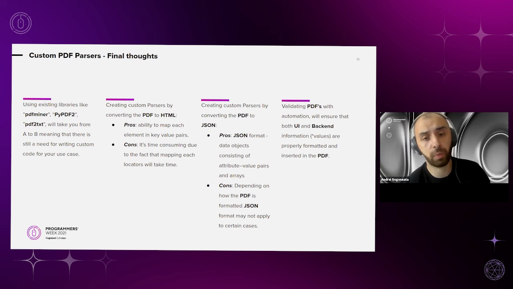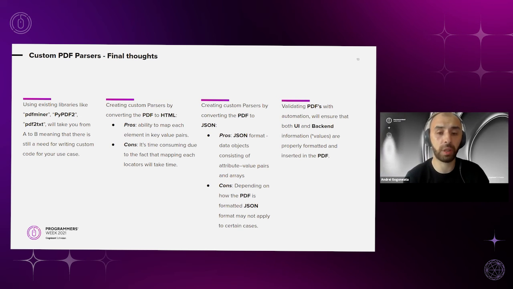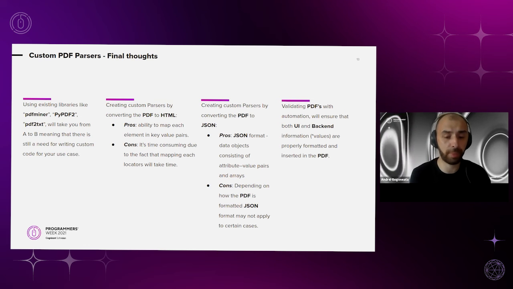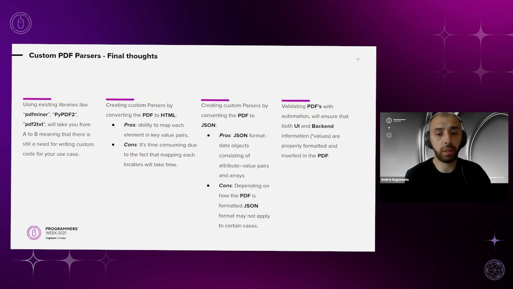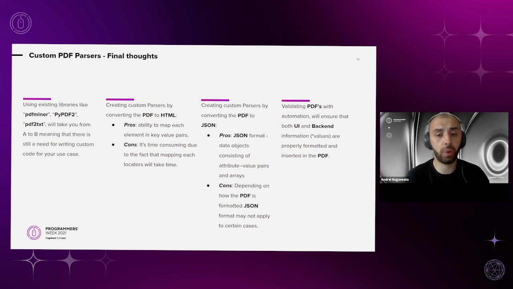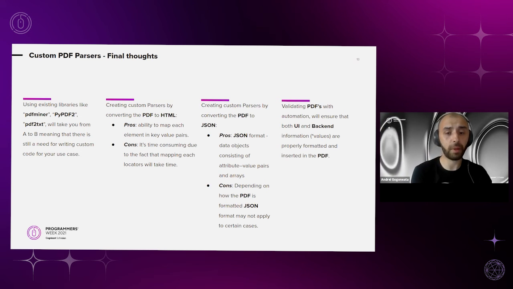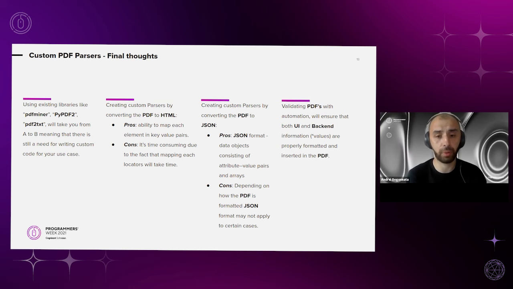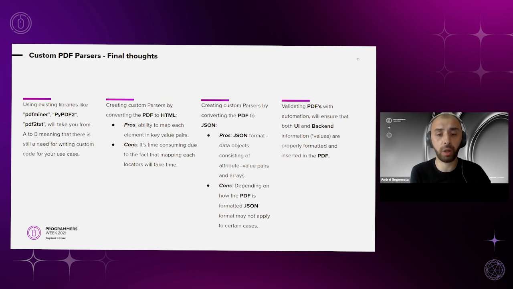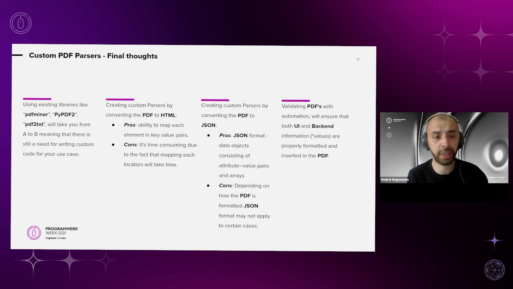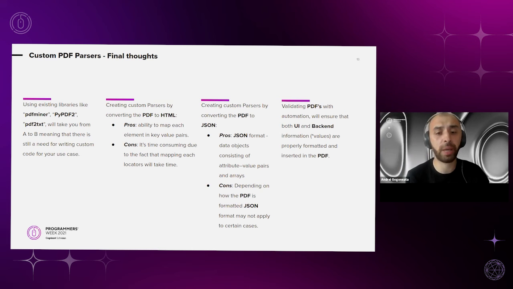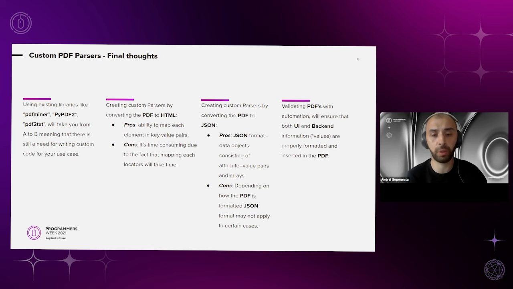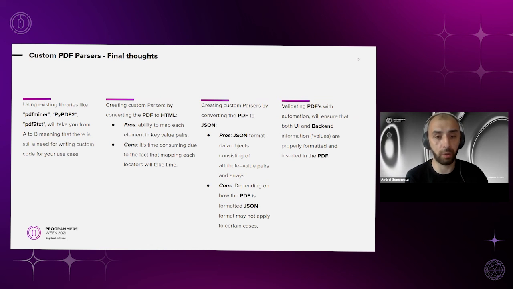The third thing is, when you use libraries to create a custom parser from PDF to JSON, the pro here is that it will be in JSON format, which the libraries help you get to. But the cons: depending on how the PDF is formatted, even with custom code, you may not be able to use this solution.